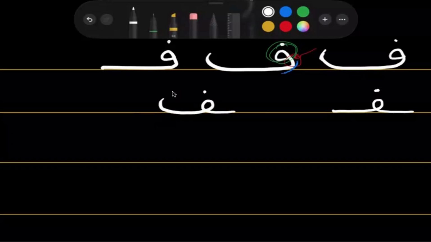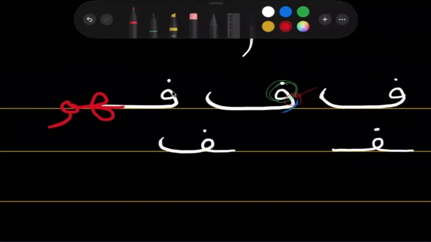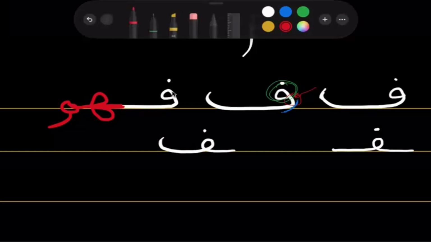So how does that look? Let's see here the word, for example, fahm. Fa, ha, mim. So there's our fa connecting to the letter after it, which is a ha. Fahm: understanding, comprehension.